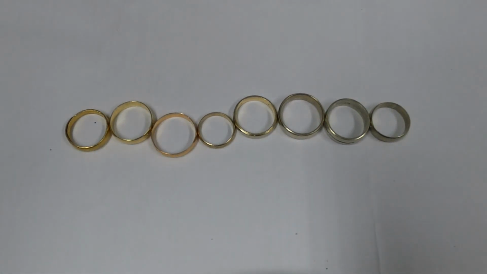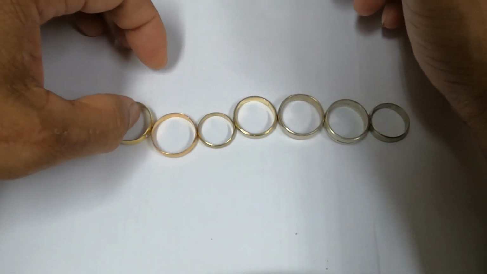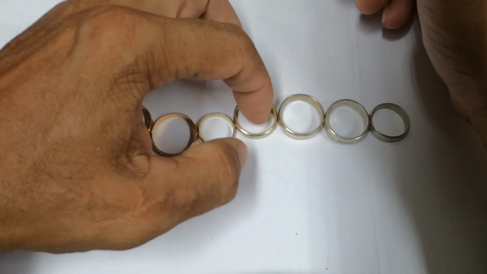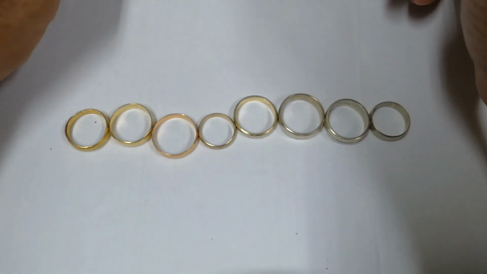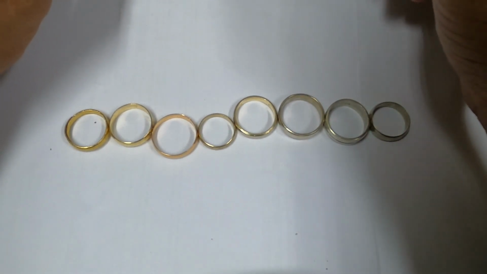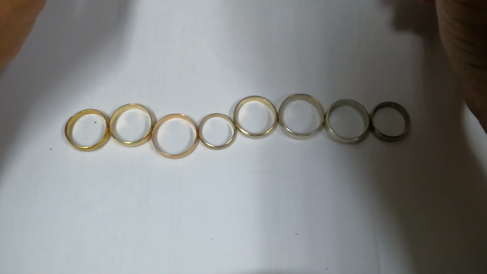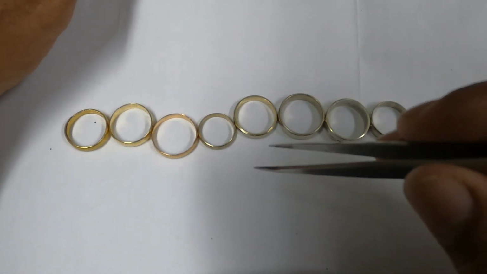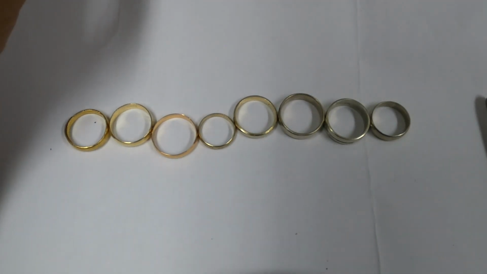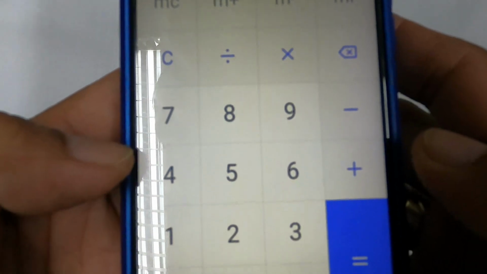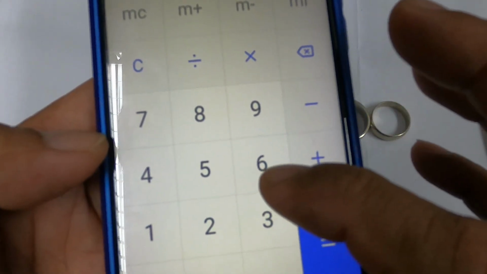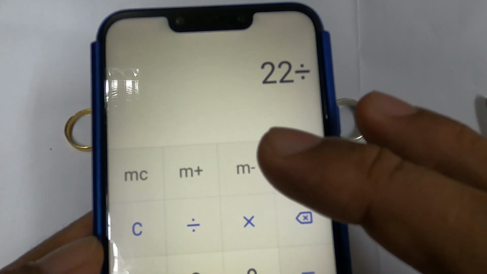Now, why do we have 22 karat gold, 21, 18, 14, 12, 10, and 9 karat gold? How is it made? First, we'll talk about 22 karat gold. 22 karat gold meaning 22 parts over 24. So 22 karat gold is always marked 916. This is it. To calculate, it is 22 divided by 24 karat.